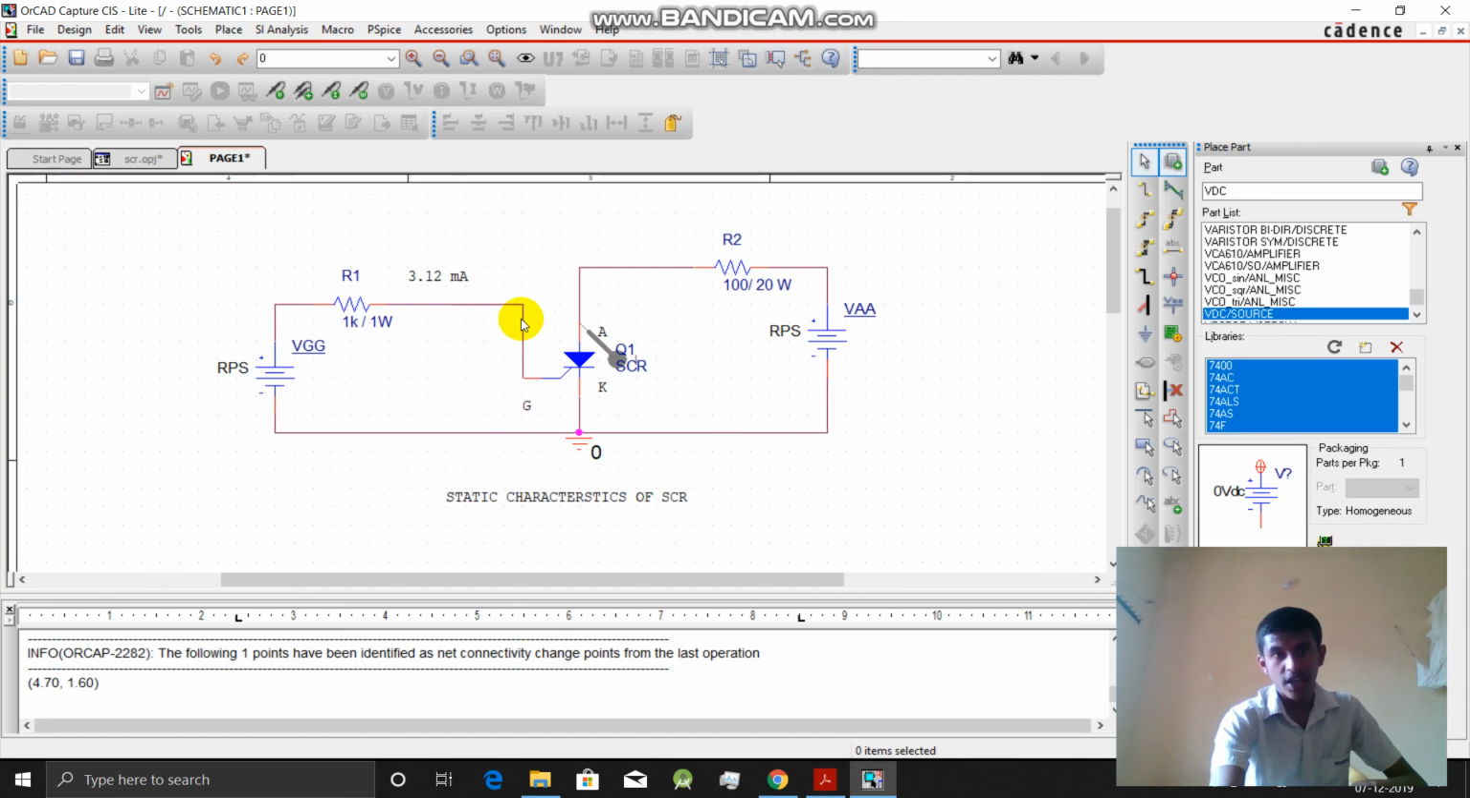We are not going to change this VGG. We just need to change this VA, that is across anode and the cathode. We need to just increase this step by step.